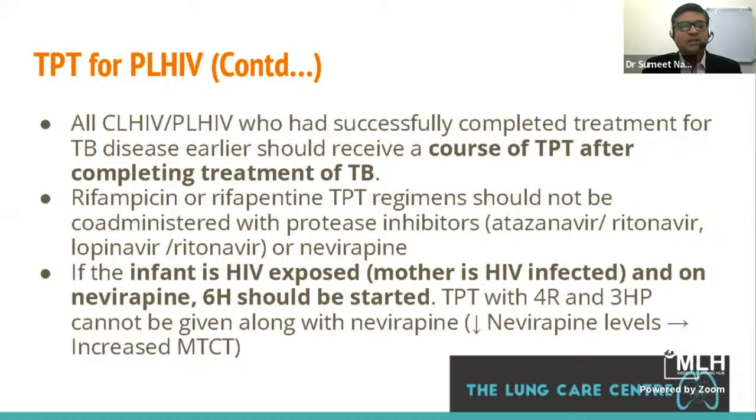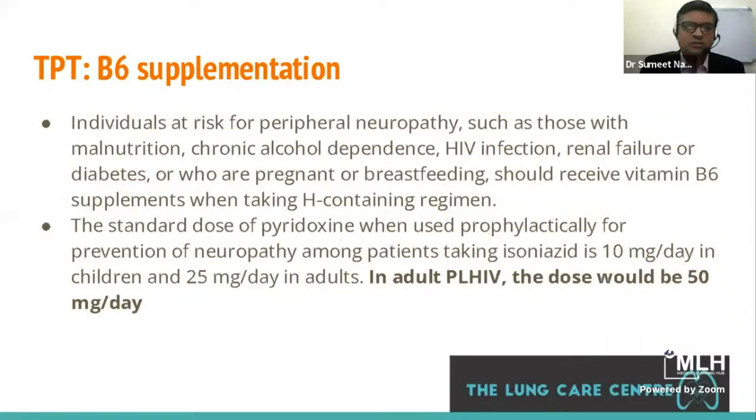The rifampicin or rifapentine TPT regimens are not combined with protease inhibitors and nevirapine because of their shared side effects. And if the infant is HIV exposed, the mother is exposed, and the mother is on nevirapine, then the 6H regime is preferred. 4R and 3HP regimes are not given in these cases. B6 supplementation is also very important, as especially HIV positive patients are at increased risk of peripheral neuropathy. So in PLHIV, the dose of pyridoxine is 50 milligrams per day.